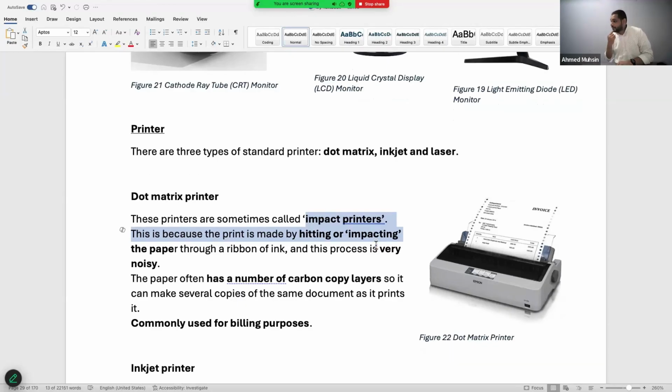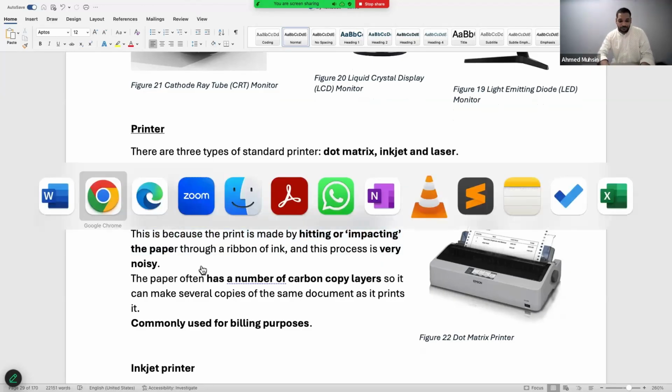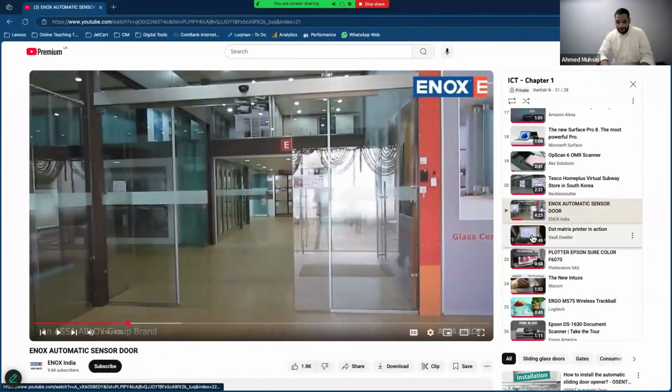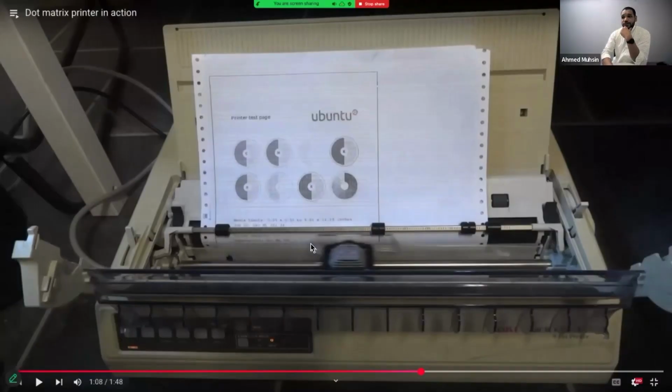Why do I say impact? Because some sort of hitting or impacting on the paper is going to take place. So guys, can you all watch this video? Can you guys watch this video and tell me if you all have heard this sound anywhere? Quality, guys. Would you say good? Quality also looks quite poor, right?